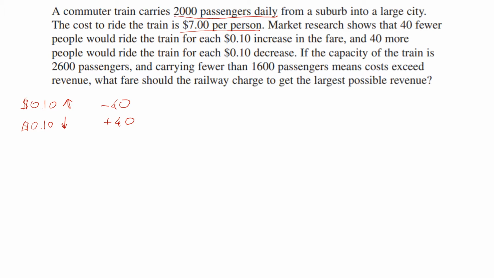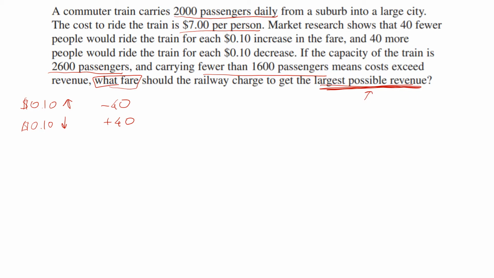If the capacity of the train is 2,600 passengers and carrying fewer than 1,600 passengers means cost exceeds revenue. So I see this is an interval, something relating to my domain, so I'm going to highlight it. What fare should the railway charge to get the largest possible revenue? This is the most important part. Now I have all of the facts. The only thing it's asking is, what fare should you charge to get the maximum revenue?